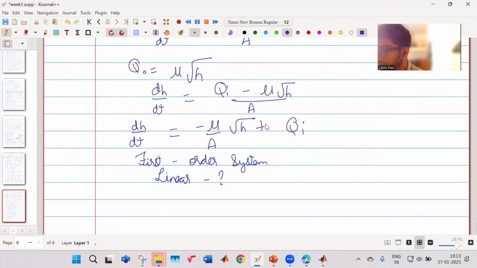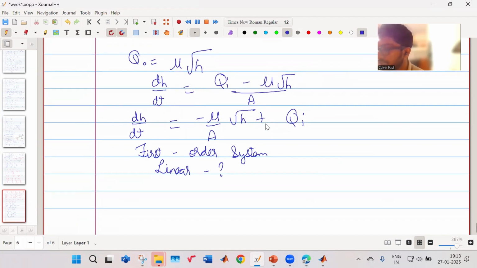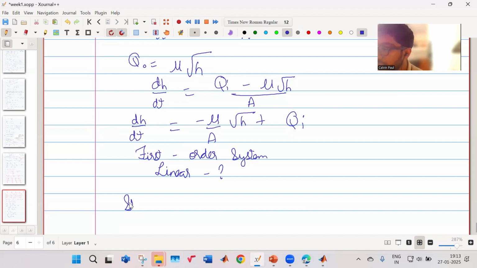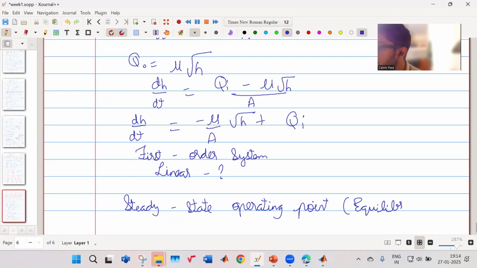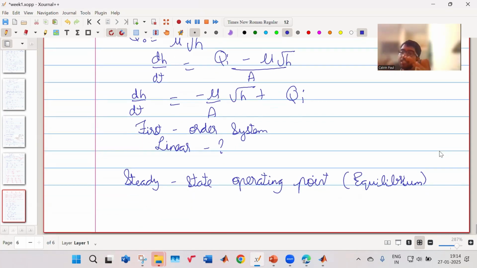Now the method which Sir is using is, he will first consider a steady state operating point. Steady state is like equilibrium. So what do you mean by equilibrium? Equilibrium means you have reached a steady point. You have settled somewhere. There are no more changes.